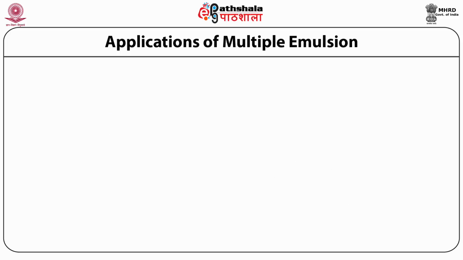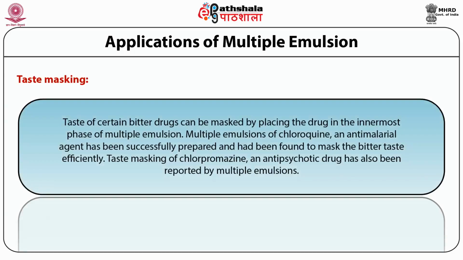Another important application of multiple emulsion is taste masking. The taste of certain bitter drugs can be masked by placing the drug in the innermost phase of multiple emulsion. Multiple emulsion of chloroquine, an antimalarial agent, has been successfully prepared and found to mask the bitter taste efficiently. The taste masking of chlorpromazine, an antipsychotic drug, has also been reported by multiple emulsion system.